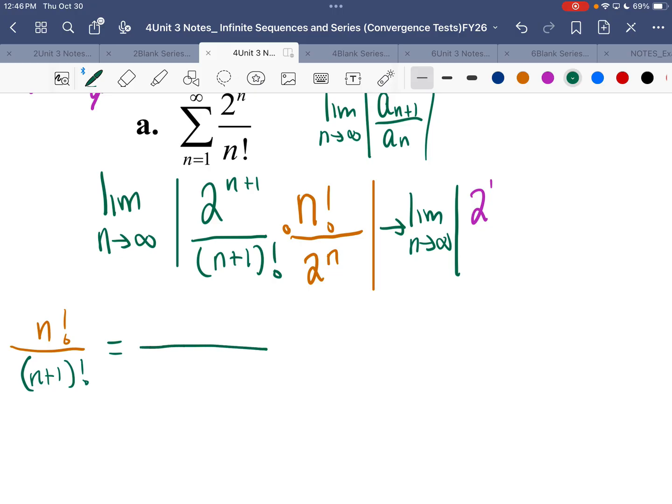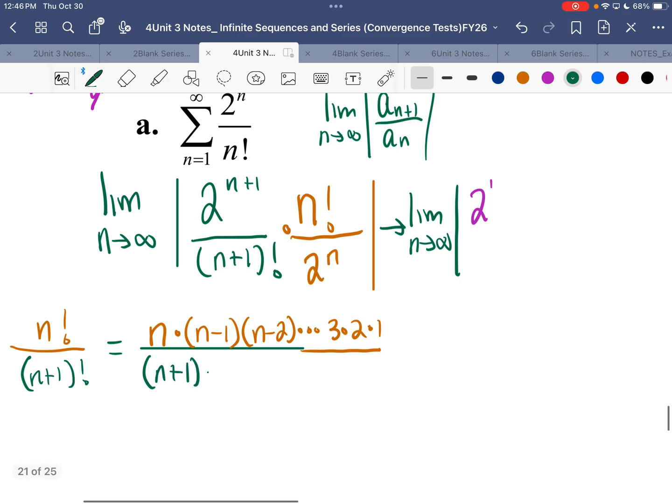All right, n factorial is n times n minus 1 times n minus 2, etc., all the way down to 3 times 2 times 1. And then n plus 1 factorial would be n plus 1. What's 1 less than n plus 1? N, and then n minus 1, n minus 2.